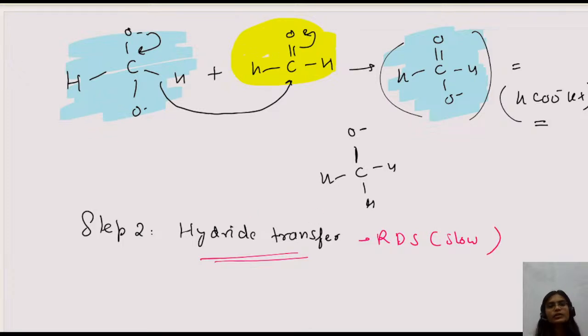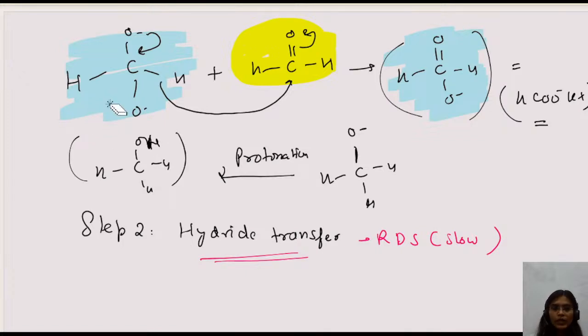And after this, the next step is what? Protonation again. We are left with only one proton, so the protonation takes place. So it becomes H and a COH and H and this. So your product is ready. The point number one, this is known as a Cannizzaro reaction. This is known as a Cannizzaro reaction.